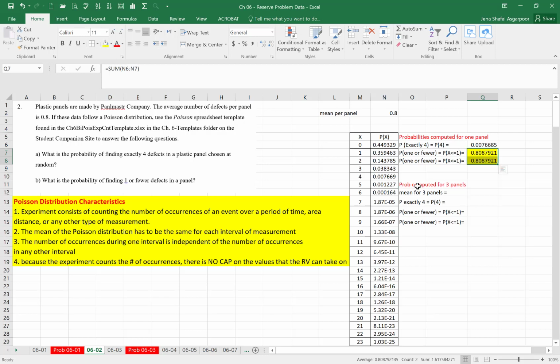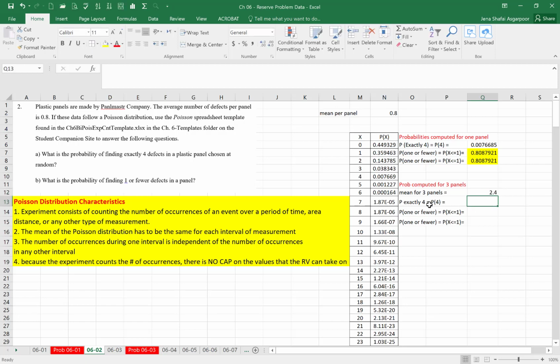Now, what if the probability that we're looking for is not only for one panel but for 3 panels? So probability computed for 3 panels. Now we need to fix the mean for the 3 panels. The mean for 3 panels is going to be equal to 3 times 0.8, because it's 0.8 per panel, so 3 would be 3 times as many.